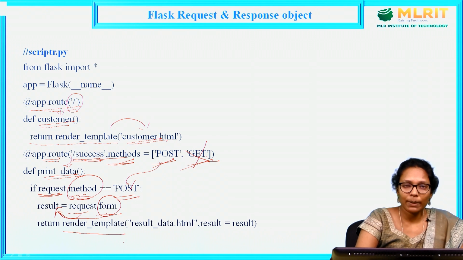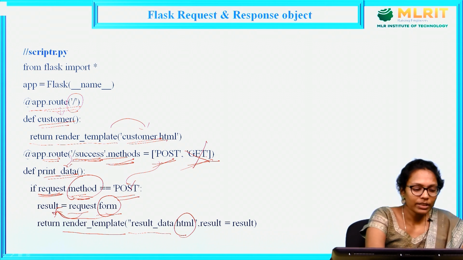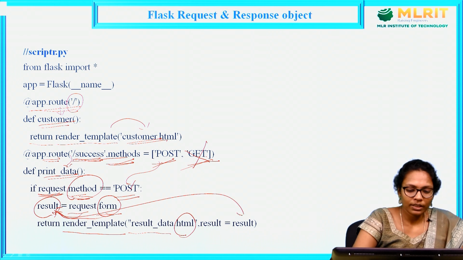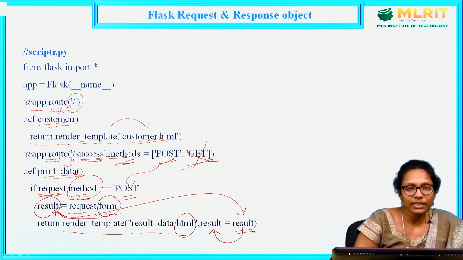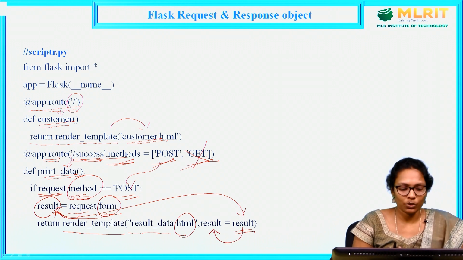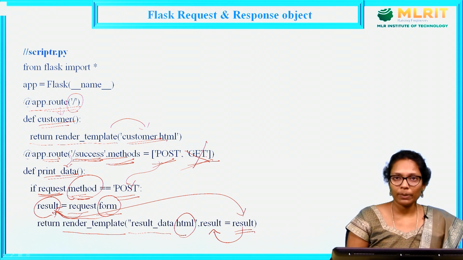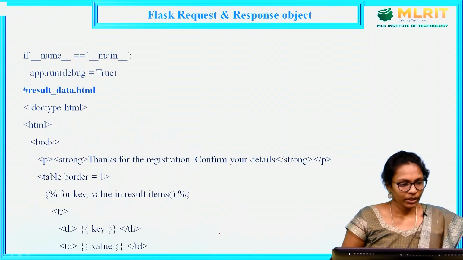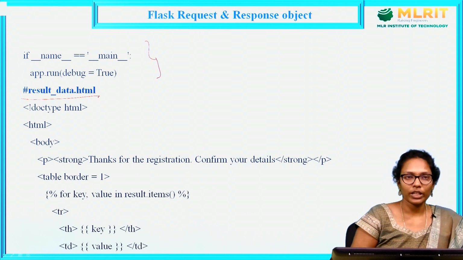Which HTML file are you calling? result_data.html. But what do I want to display in result_data.html? This result only. So this result I'm sending to that HTML file, and in that HTML file you are referring to this result as result only, the same variable name. Now we need to see what this result_data.html contains. So you close this Python and come to result_data.html.